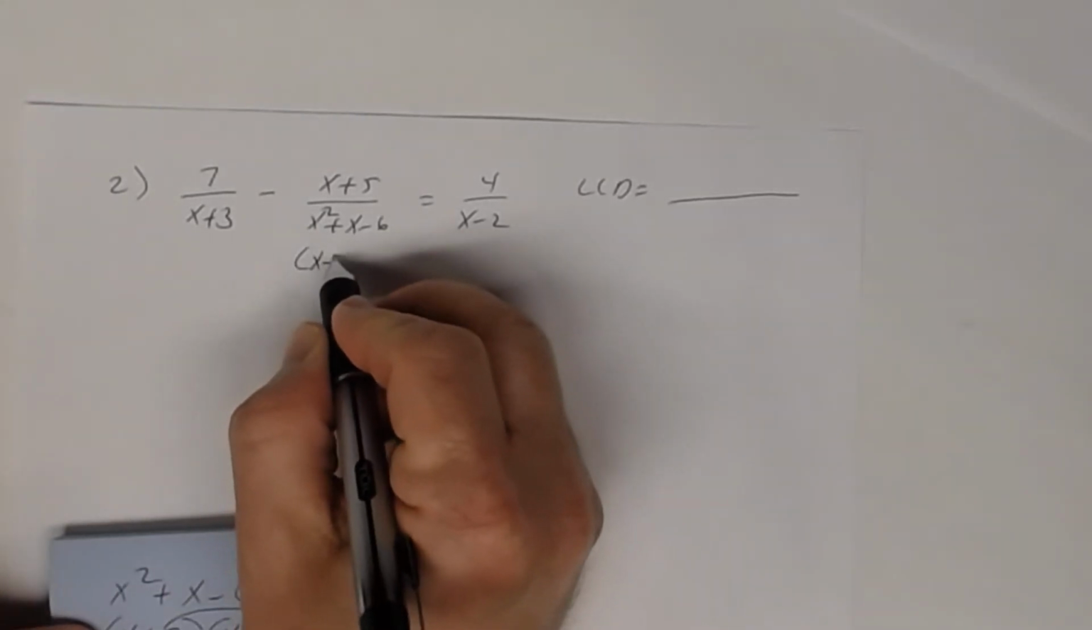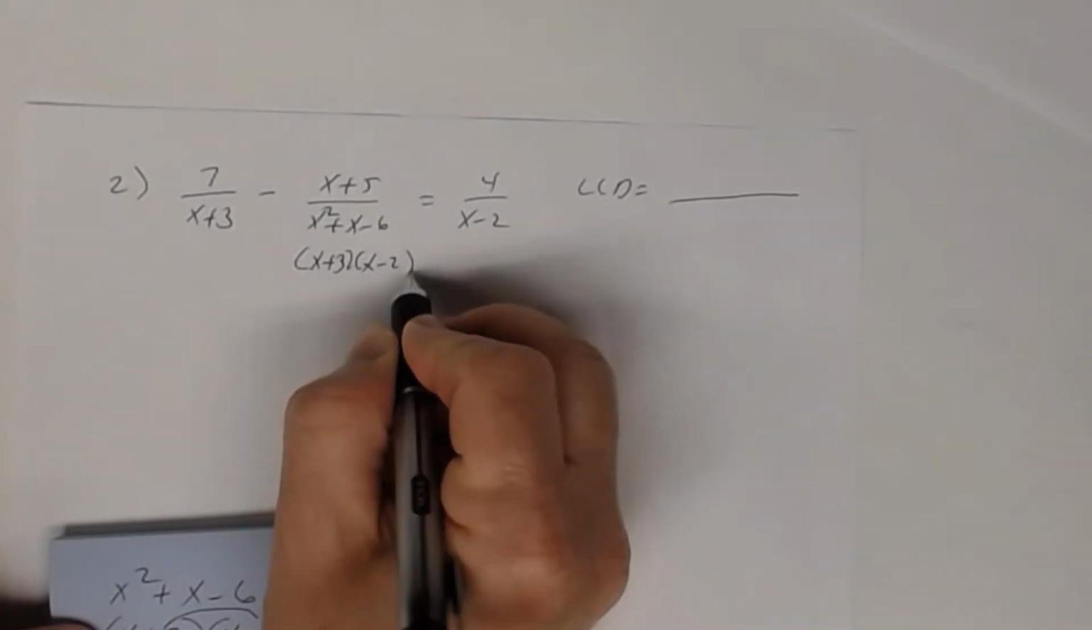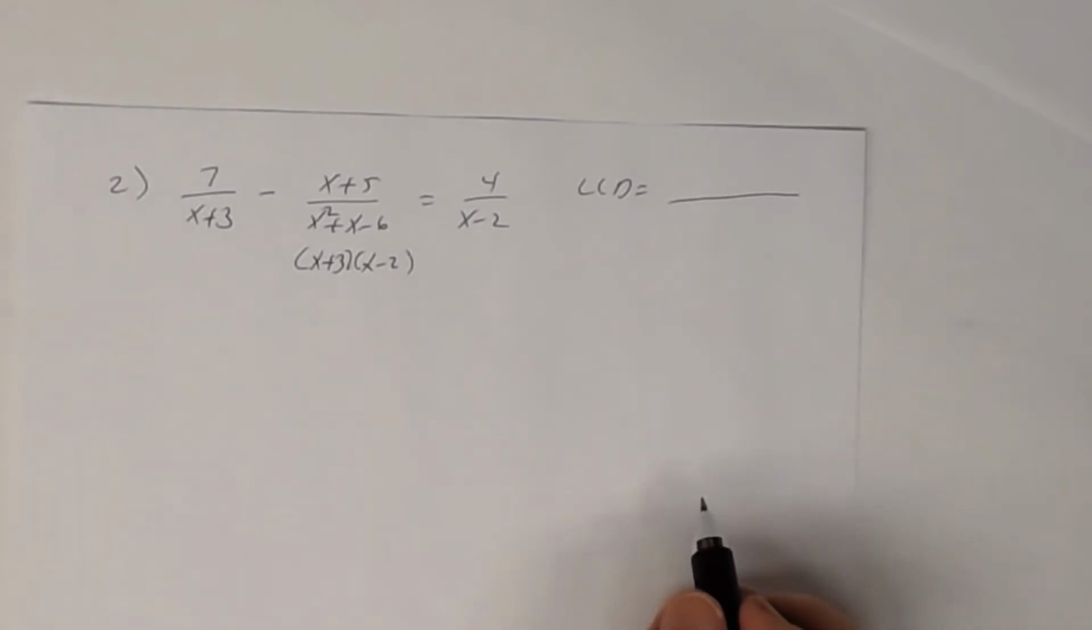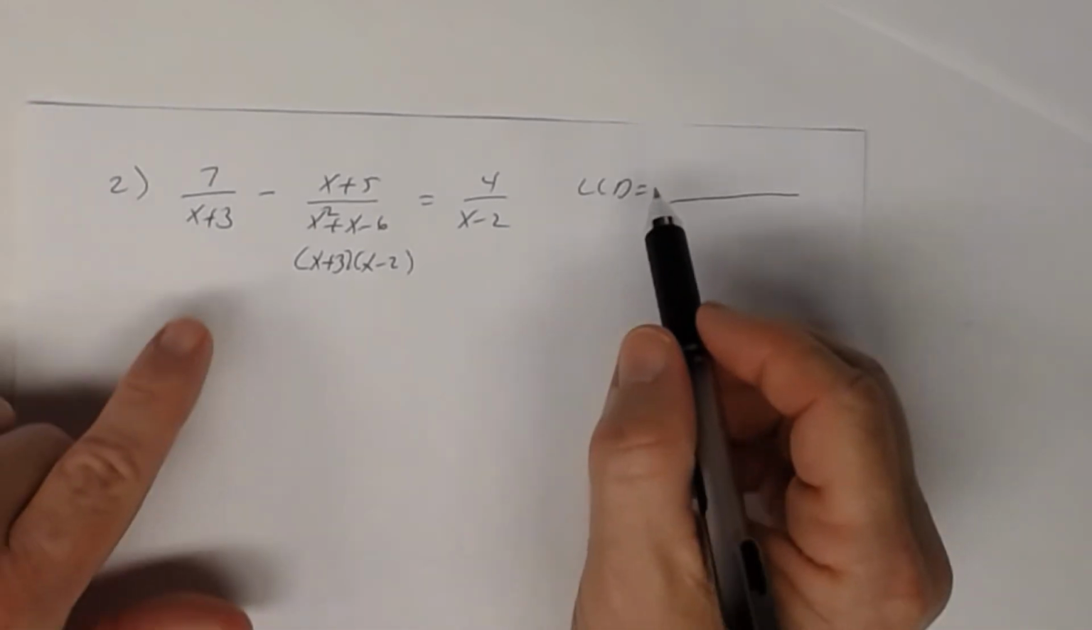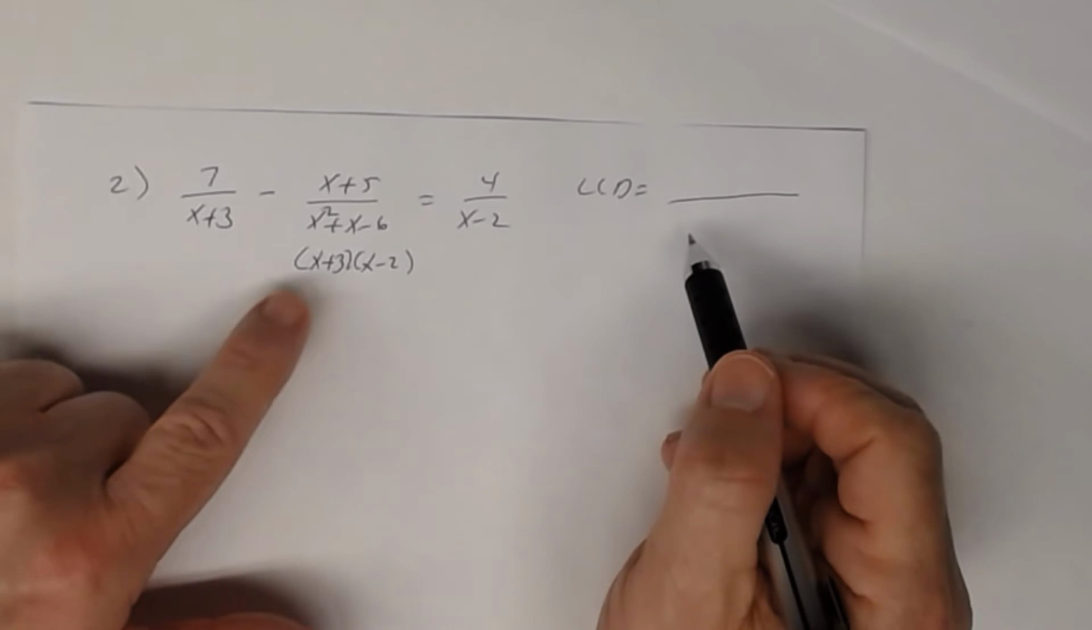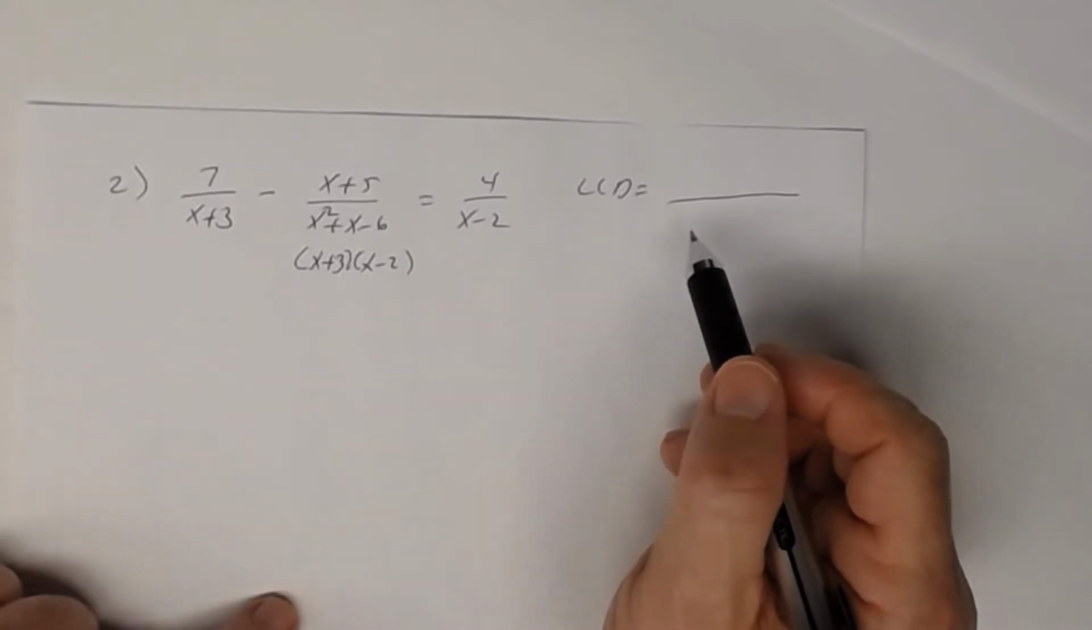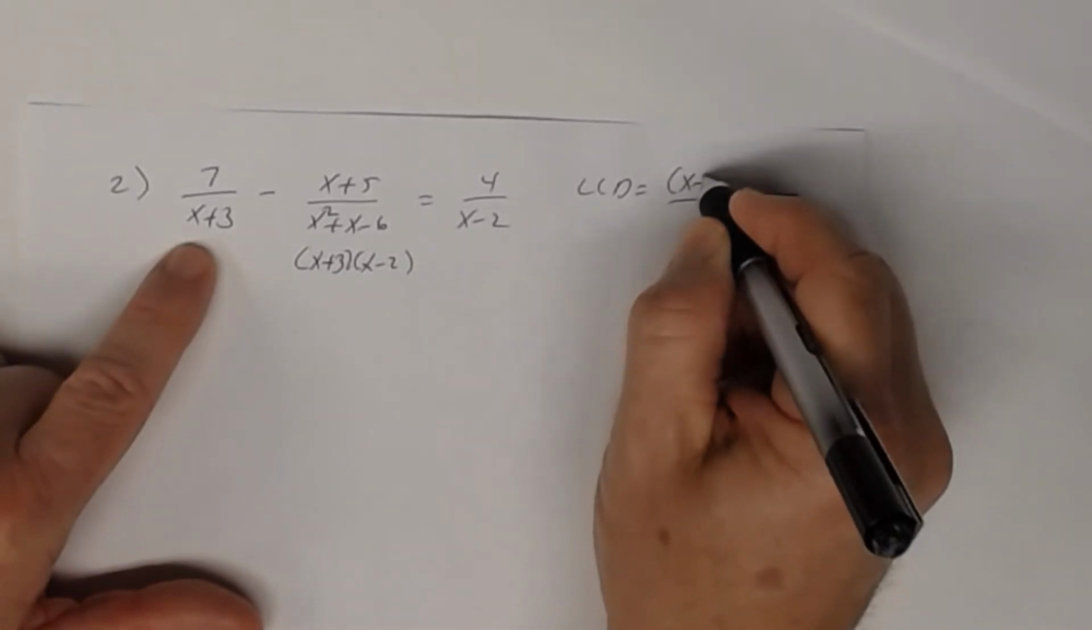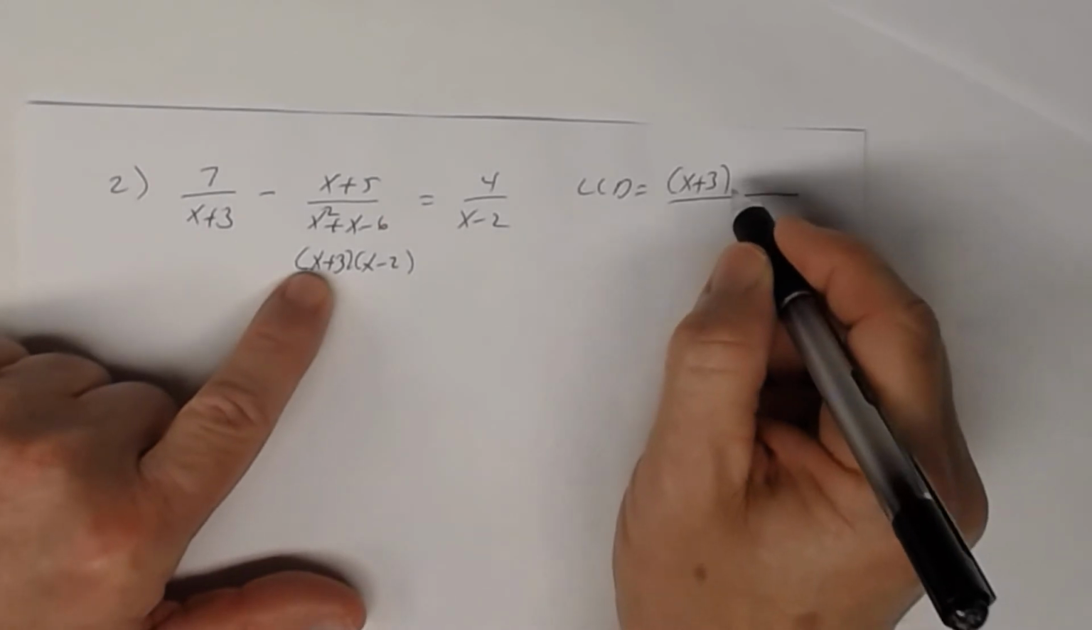So that means that I can factor this quadratic expression as a product of these two linear factors. So that becomes x plus 3 times x minus 2. And so now I can easily find the least common denominator. Remember, the least common denominator is the product of each of those factors that you see. So I have x plus 3. I have x plus 3 again, but I already have it.